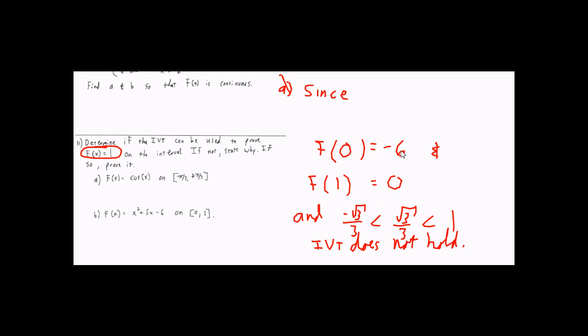And we can see negative 6 and 0 are both less than 1, so all we're going to do is fill in these dots here. Negative 6 is less than 0, but they're both less than 1. IVT does not hold. There you go.